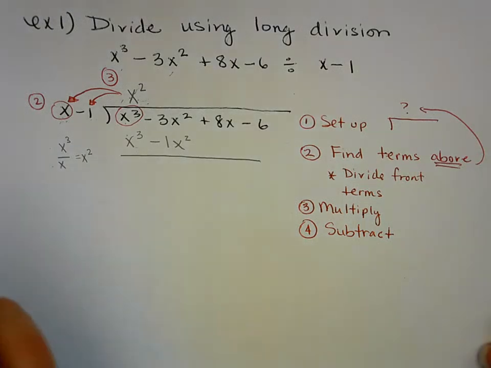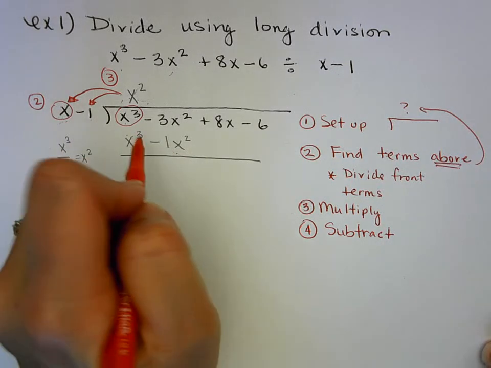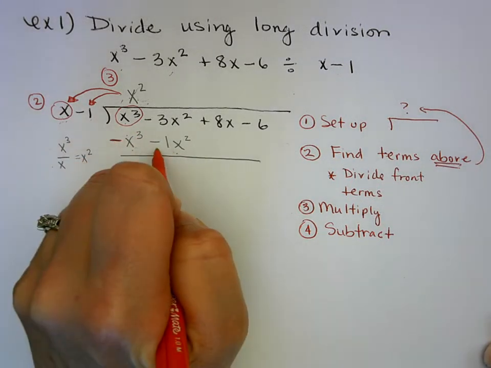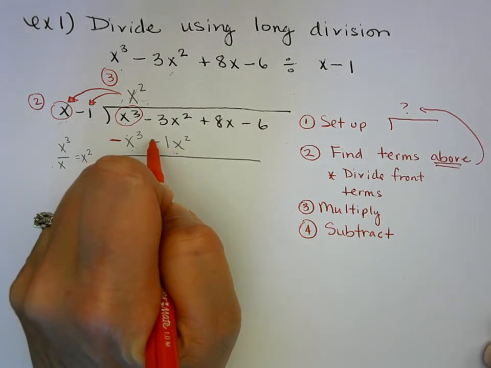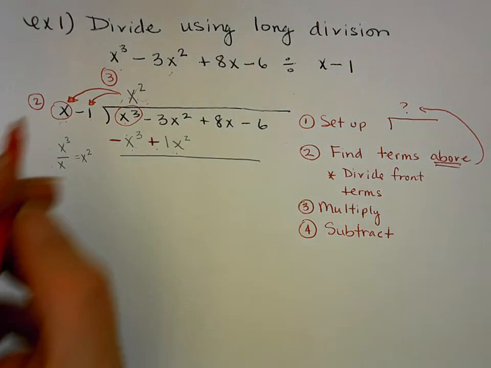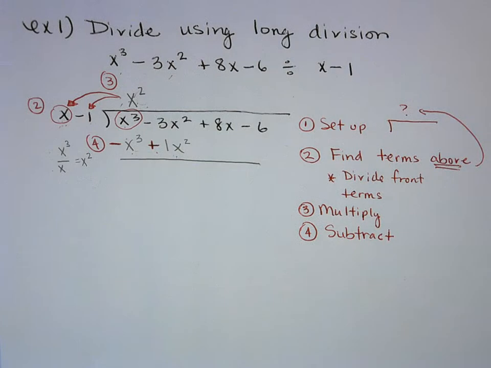Okay, so when I subtract, I need to make sure I'm subtracting both of these. So I'm going to subtract negative x cubed, and then what happens when I subtract a negative 1x squared? It's going to turn positive because subtracting a negative makes that a positive. So that's my step 4: I need to make sure I subtract, but I subtract everything.